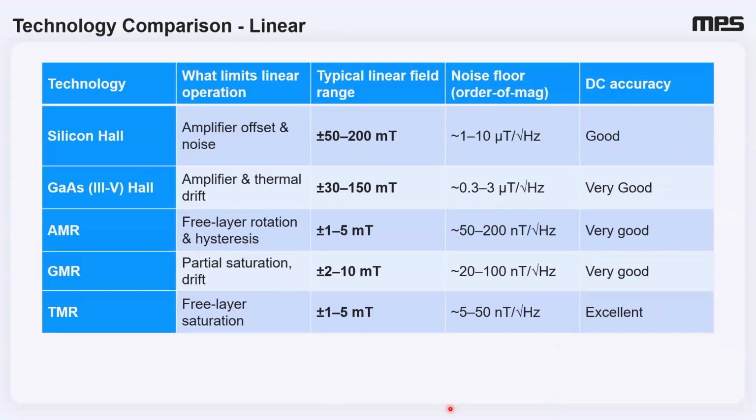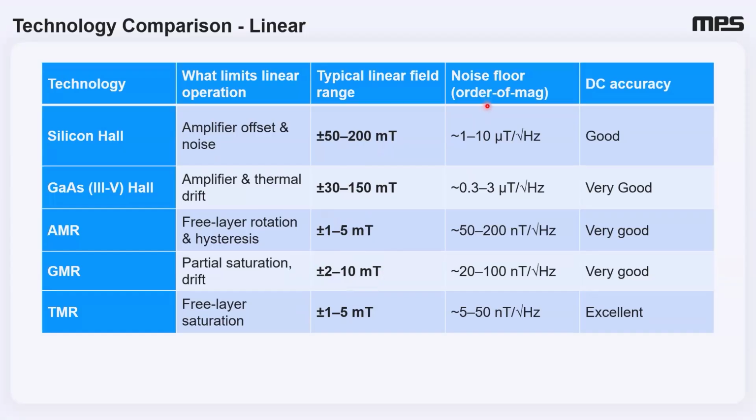Same technology comparison in linear. And here's where noise floor really, really matters and DC accuracy really, really matters. 5 to 200 millitesla typical field range. Gallium arsenide 30 to 150, 1 to 5, 2 to 10, 1 to 5. You see for XMR, it's a much smaller linear field range.